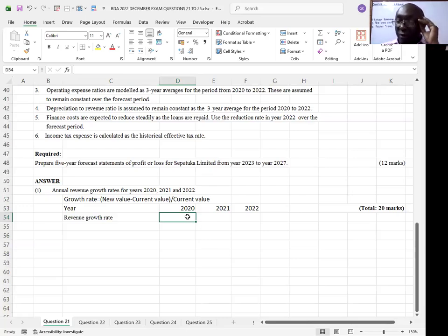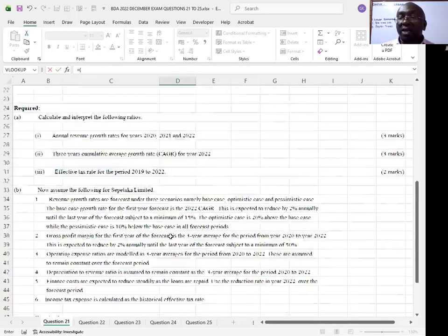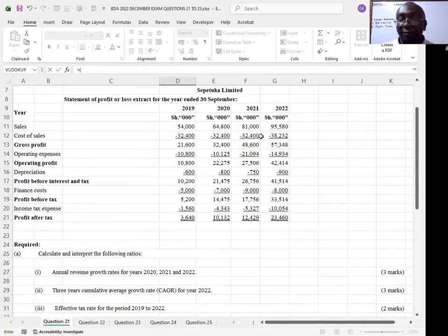So when you come for the year 2020, you will say equals, open the brackets. You take the revenue for 2020. This one. You minus the revenue for 2019. This one. Close the brackets. You divide by the revenue for 2019. Repeat there, from the start.